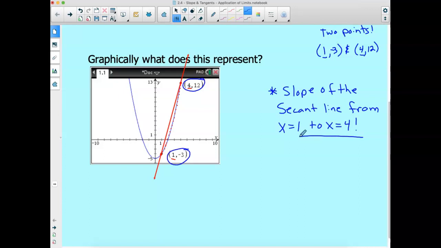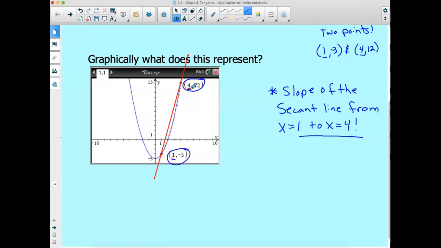And what the mean value theorem states, I'm going to summarize it, is if I find the slope on a curve between any 2 points, and that function is continuous and differentiable on that interval, then somewhere in the open interval from 1 to 4, there exists some point that is going to have a slope of 5 in this case, okay?